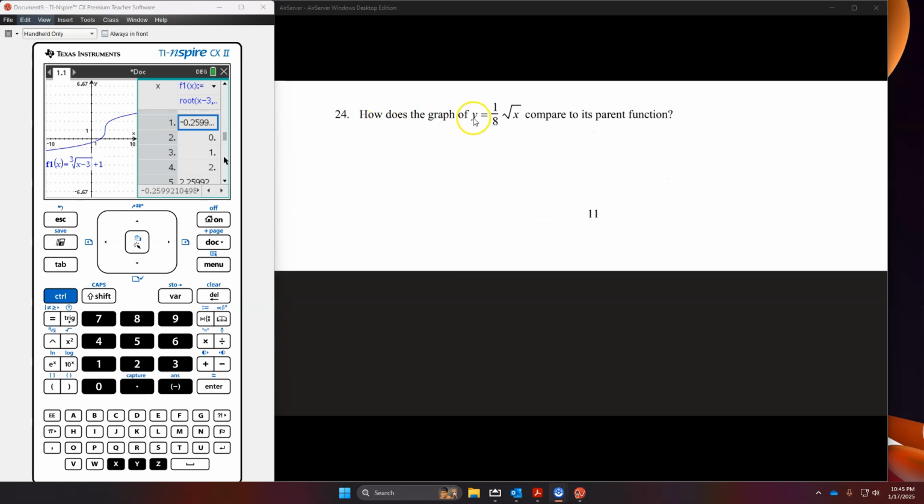How does the graph of 1/8 square root of x compare to the parent function? This will be a vertical compression by a factor of 1/8.